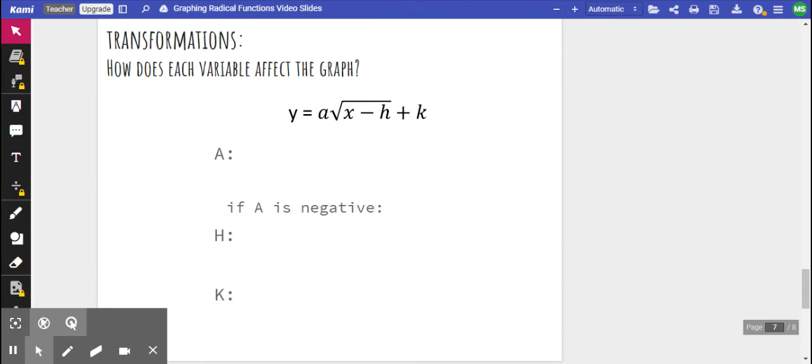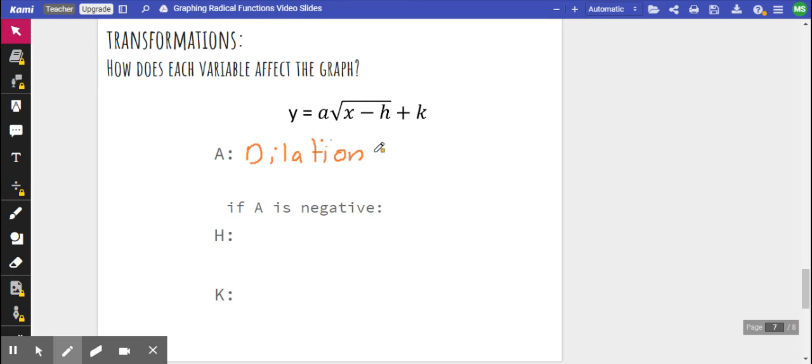So we have, in general, the a values. The a is just like before, it is causing a dilation. If it was a 2, it's going up at twice the rate as a normal square root function. And if a is negative, we can say that it is a reflection.